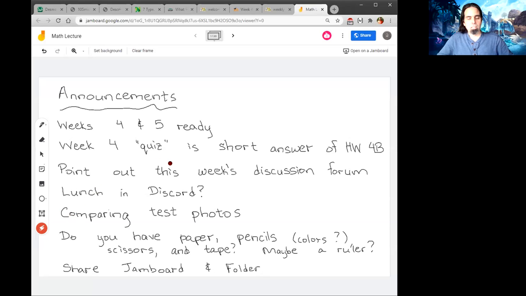Next announcement, comparing test photos. I'm going to share a different part of my screen.